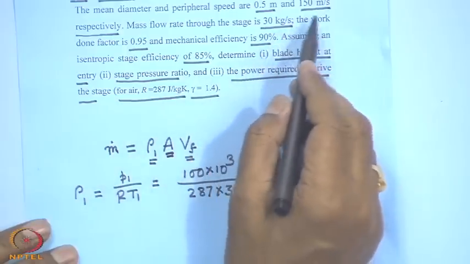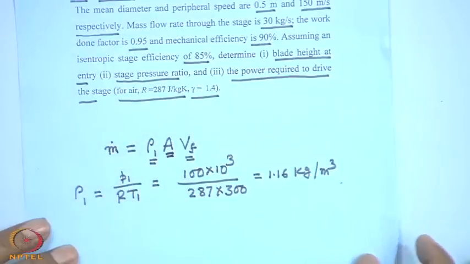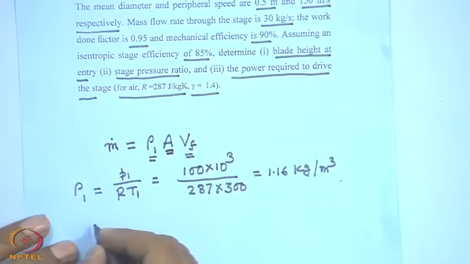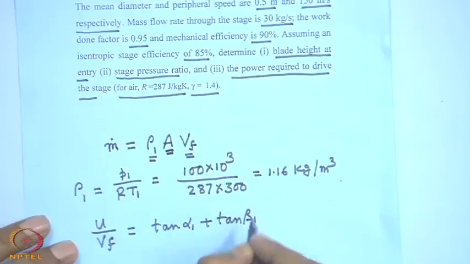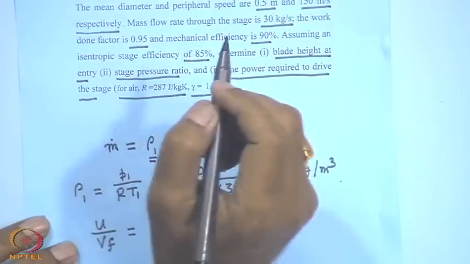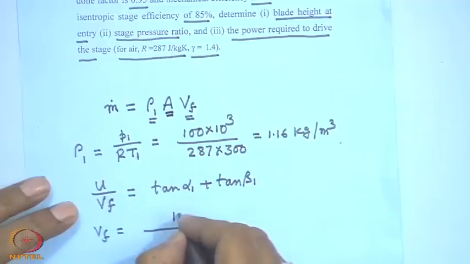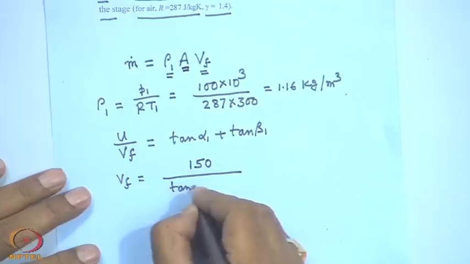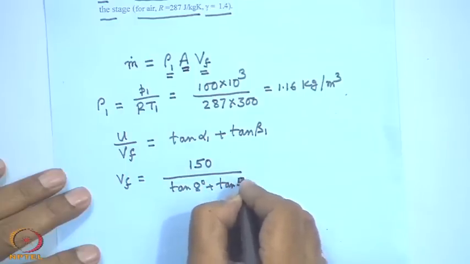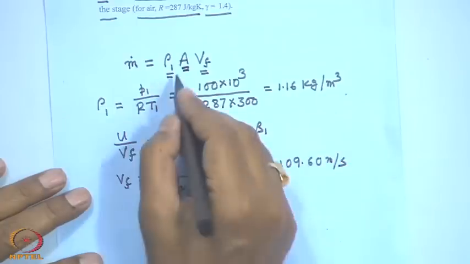How to get Vf, the flow velocity, is it given? Assuming an isentropic state of air, the flow velocity is not given, but we can find out the flow velocity from the expression we developed earlier, that U by Vf is tan alpha 1 plus tan beta 1. Flow velocity is not given, but beta 1 and alpha 1 are given, so that we can find out the flow velocity. What is U? U is given as 150 meter per second. So Vf is 150 divided by tan alpha 1 plus tan beta 1, that means tan of 8 degree plus tan of 51 degree. And if you solve for it, you will get a velocity of 109.60 meter per second.